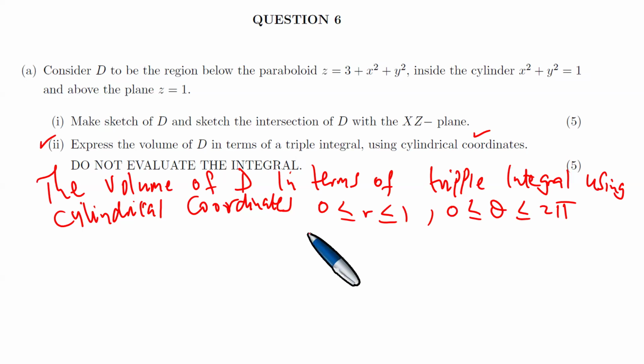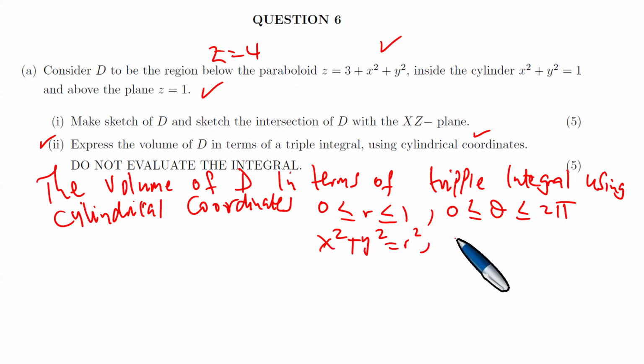Now there's something called the paraboloid. This paraboloid is between z equals 1 and z equals 4. We saw that. But simultaneously, we need to remember that x squared plus y squared in the cylindrical coordinate system is r squared. So 1 is less than or equal to x squared plus y squared plus 3. We said that x squared plus y squared is r squared, so we can put r squared plus 3.